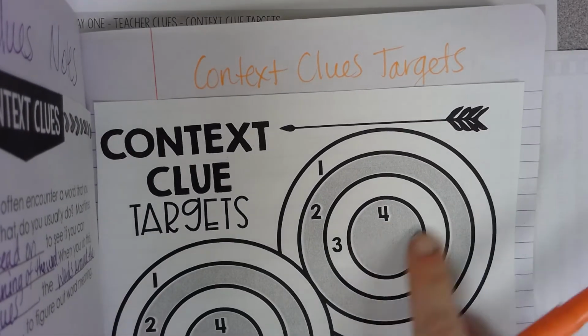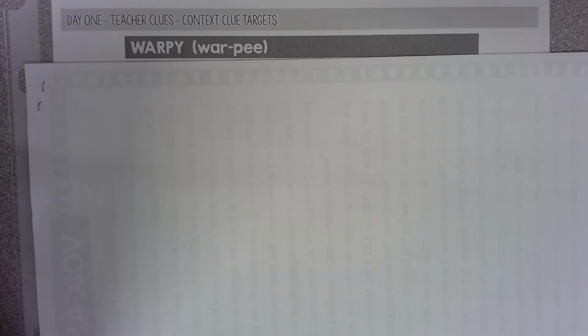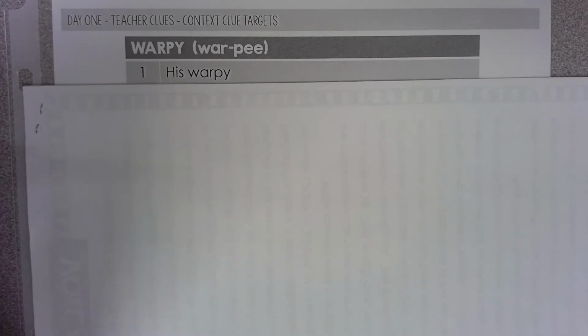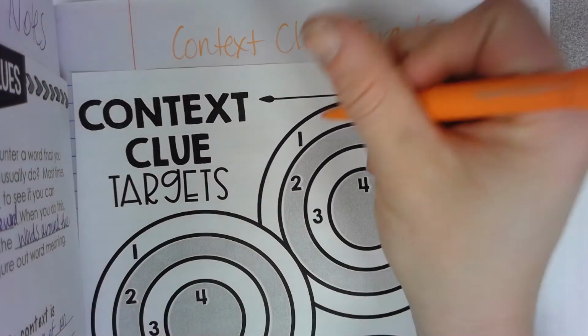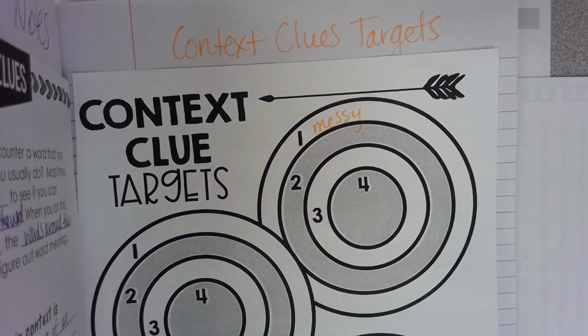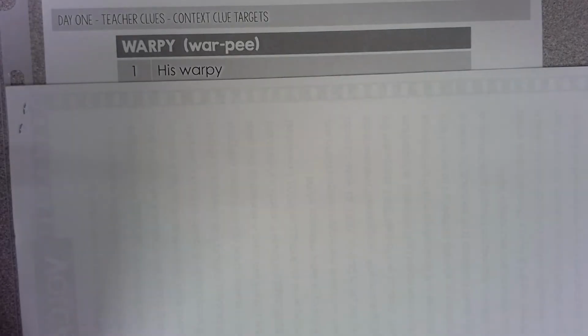So let's do this one up here, this top right one. When I give you the first sentence, the outside ring of that target with the number 1 inside of it, just like this right here, this is where you're going to write that first definition of what you think it is. So the first sentence is "his warpy." Okay, so warpy, I'm thinking, is meaning messy in this case. So I'm just going to write the word messy here because I don't really know what it means. I only have one other word to go off of in the sentence, and that's not really giving me much.